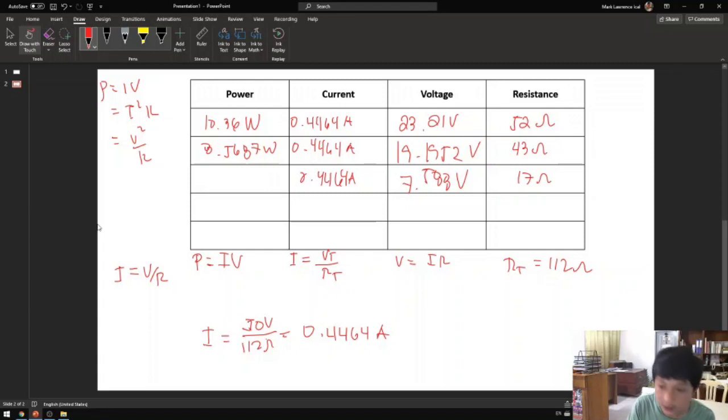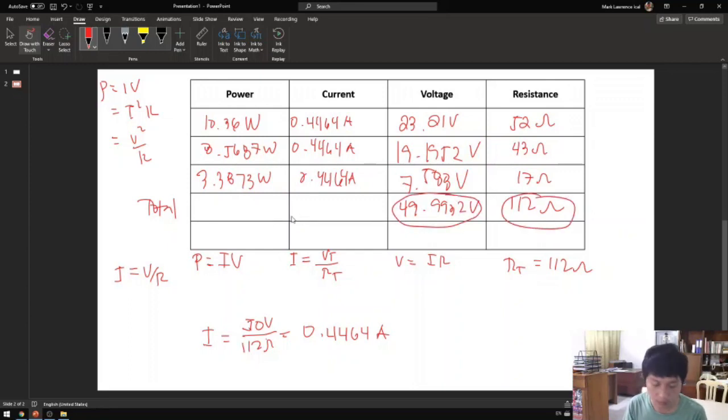And lastly, 0.4464 times 7.588 is 3.3873 watts. So what's going to be the total power? We have 112 ohms for the total resistance. For the total voltage we have 23.21 plus 19.1952 plus 7.588, which is 49.9932 volts.